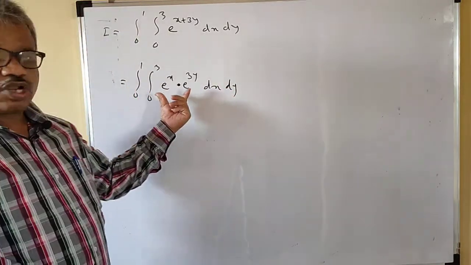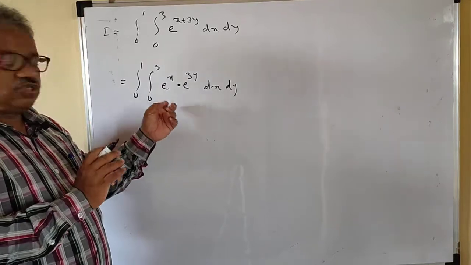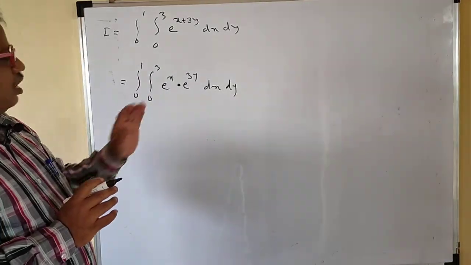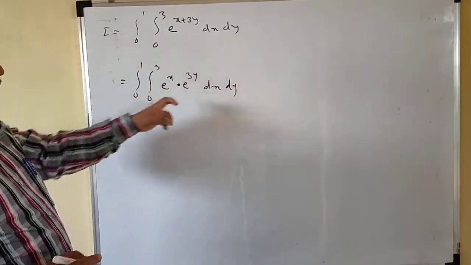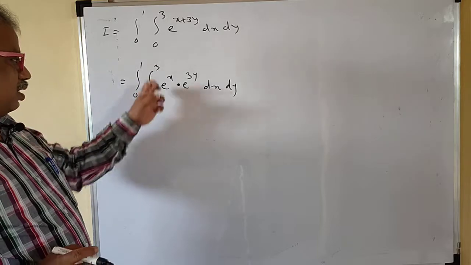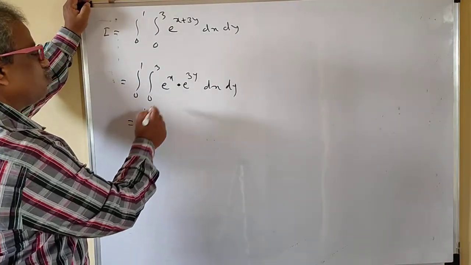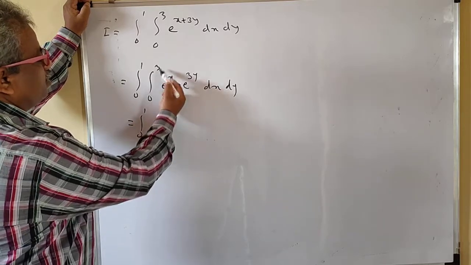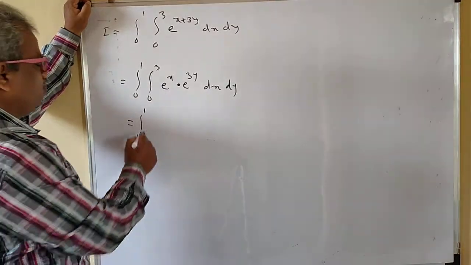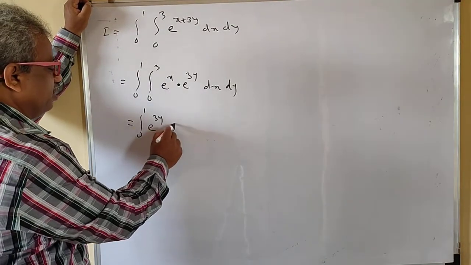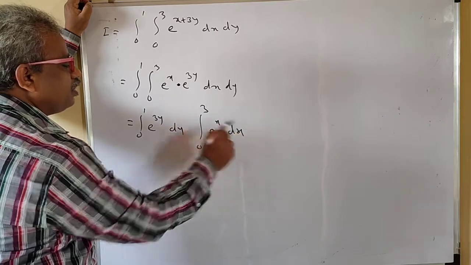Now see, this is the product of two functions, separately a function explicitly of x and a function of y. Right? And these limits are constant also. So I can directly separate the integration also. This is what? 0 to 1. These are the limits of y now. So I have to take this function as y here, dy. Then 0 to 3, e raised to x dx now.